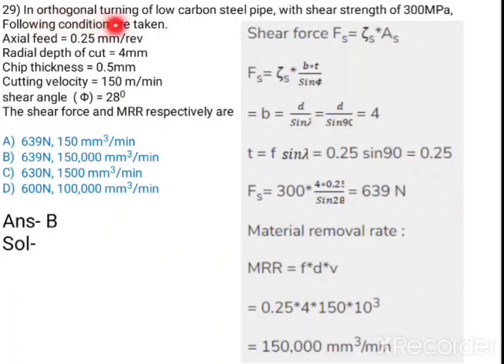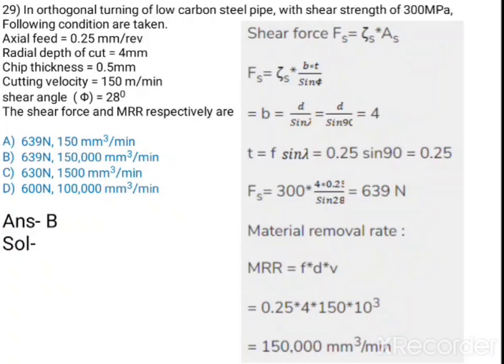Now question 29. In orthogonal turning of a low carbon steel pipe, the shear strength is given as 300 megapascal, and the following conditions are given. They ask for the shear force and material removal rate respectively. Shear force Fs is equal to tau s into As, and what is As? B t by sin phi. How to find out? B is equal to d by sin lambda, and B is the radial depth of cut, equal to 4 mm, already given, and t is equal to f sin lambda. So f is 0.25, and it is orthogonal turning, so lambda is equal to 90, so you will get t is equal to 0.25.